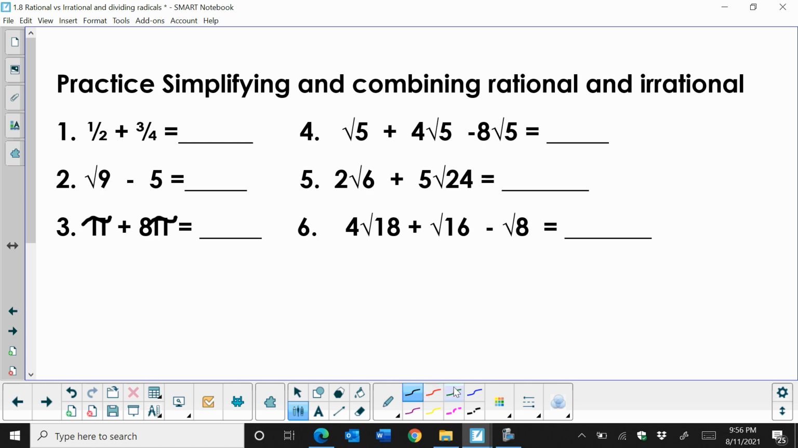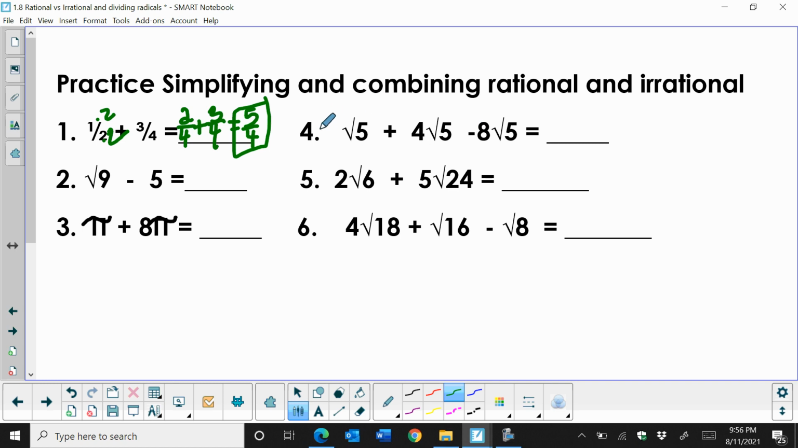We can add fractions together very simply by multiplying the first fraction by 2. That gives us 2/4 plus 3/4, and that gives us 5/4. So our answer is 5/4, and we're just adding two rational numbers, both being fractions.